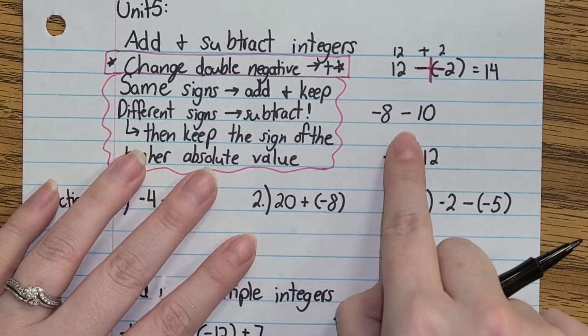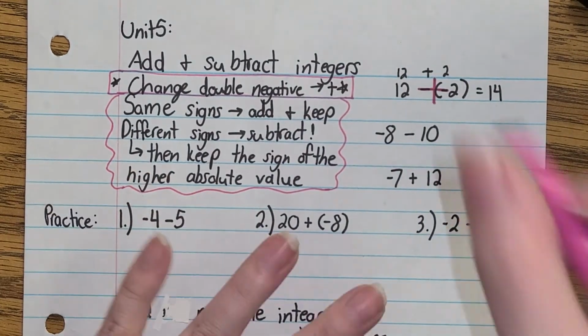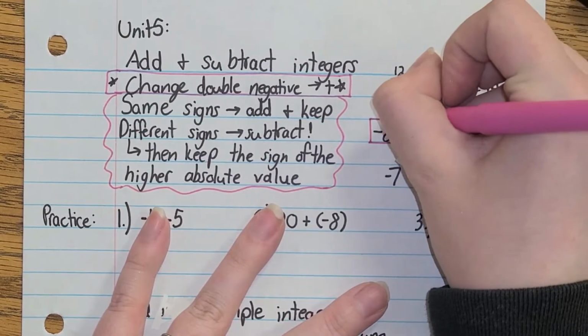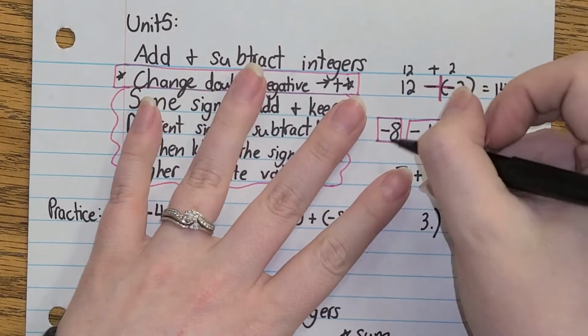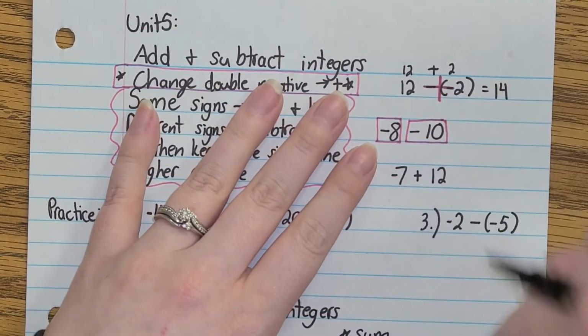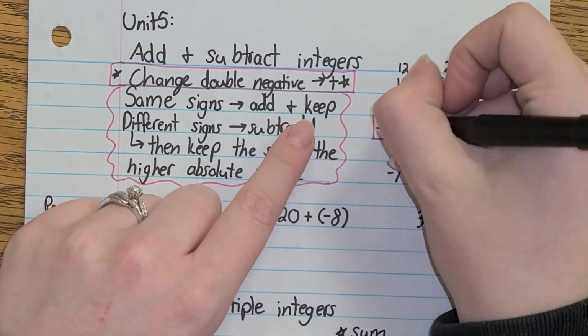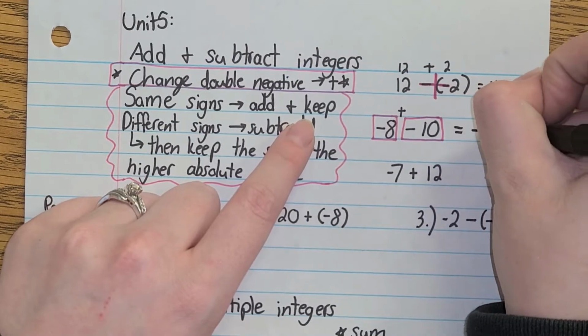Second one, negative 8 minus 10. Okay, remember you box your numbers with the signs to their left. Okay, so my subtraction sign goes with my 10. So really this is a negative 8. Combine it with a negative 10. Same signs, add and keep. So negative 8 plus negative 10 equals negative 18.